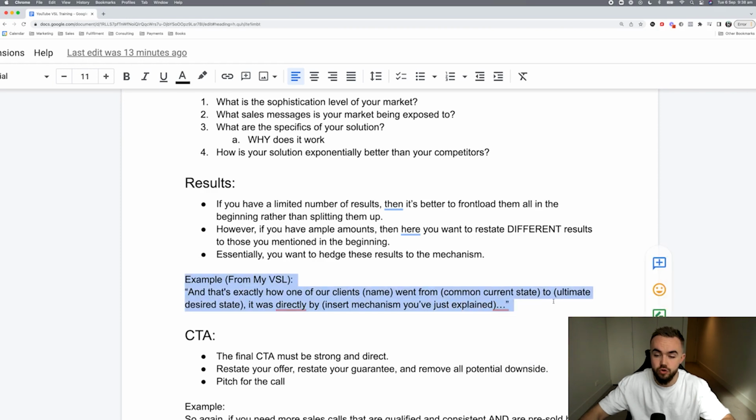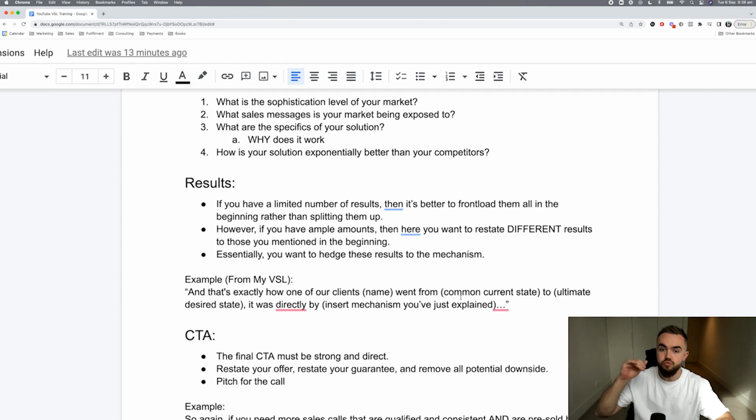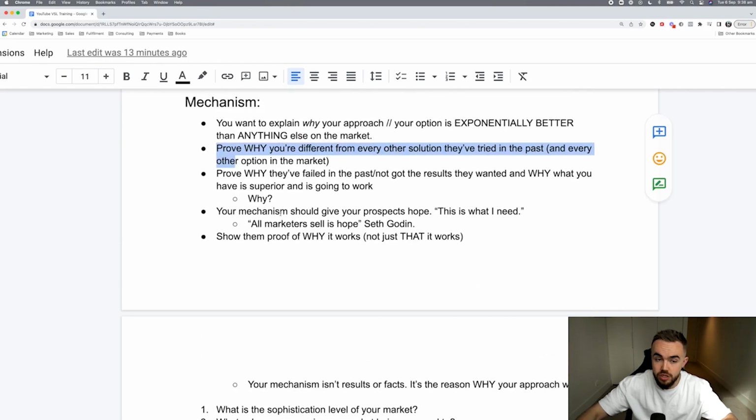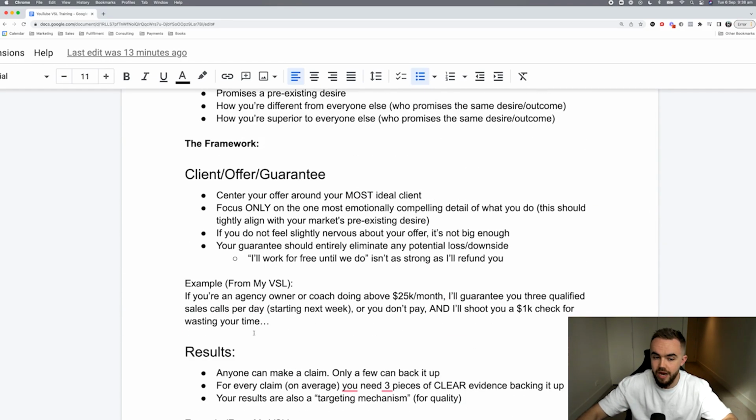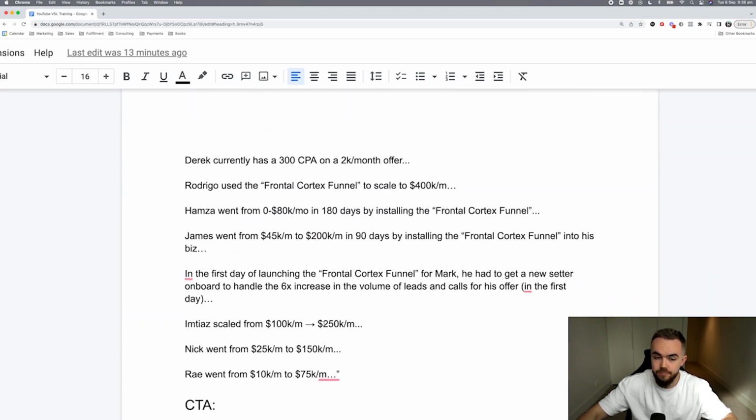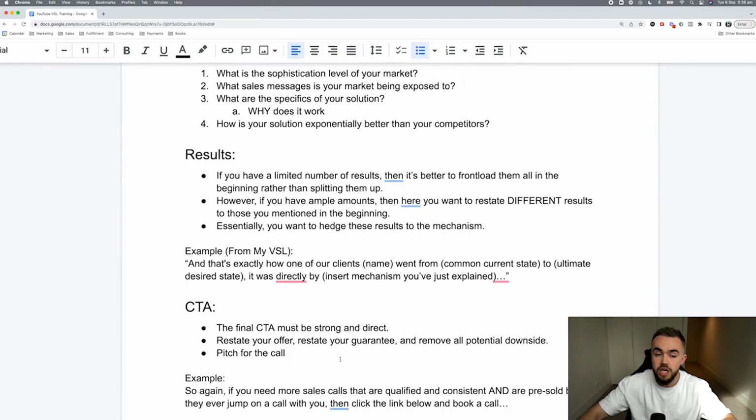Now, a few things on this real quick. As I say, we're hedging the result to the mechanism, meaning the reason we got this result is because of this mechanism. That's how you want to do it in the second set of results, because now we've introduced the mechanism. In the first set, you can't really do it, because you've not introduced the mechanism. Whereas now that you've introduced the mechanism, you can, in the second set, start to hedge the result to the mechanism, right?